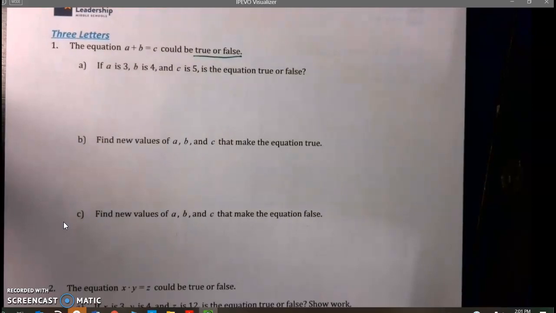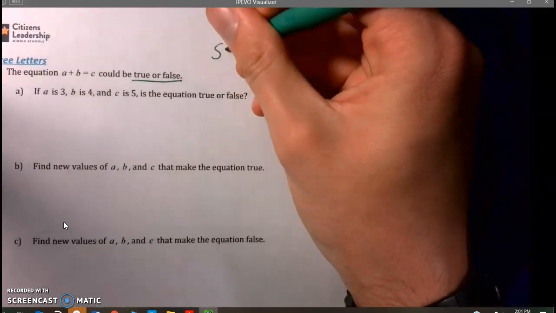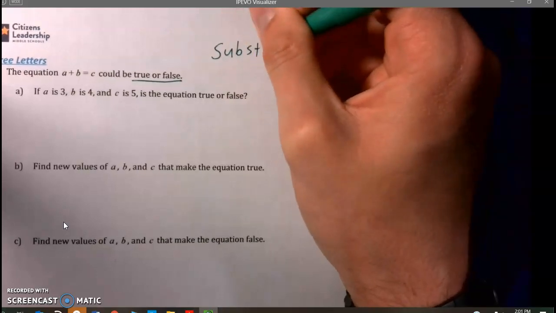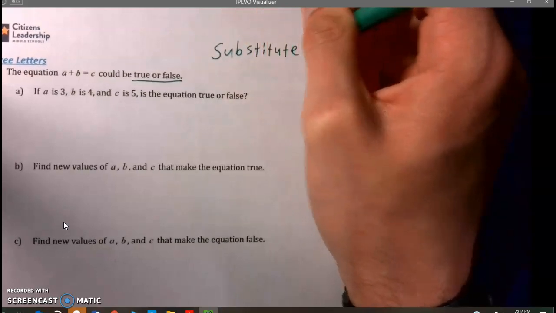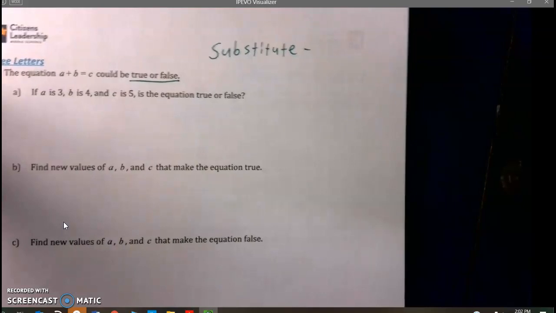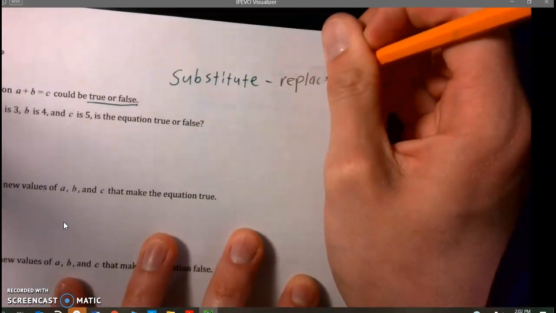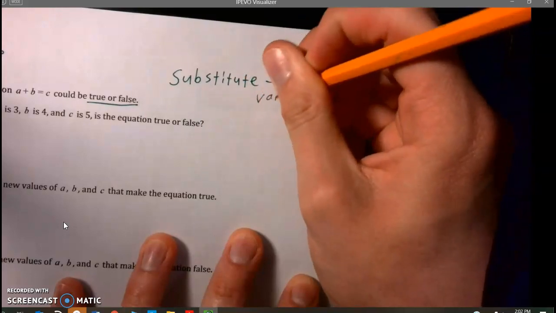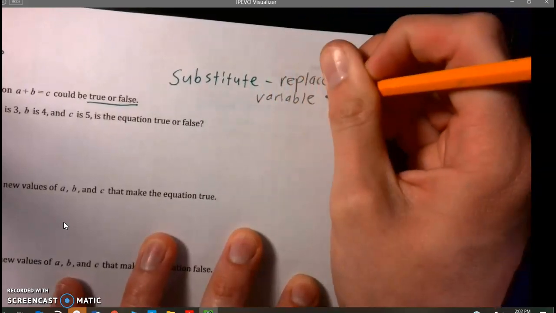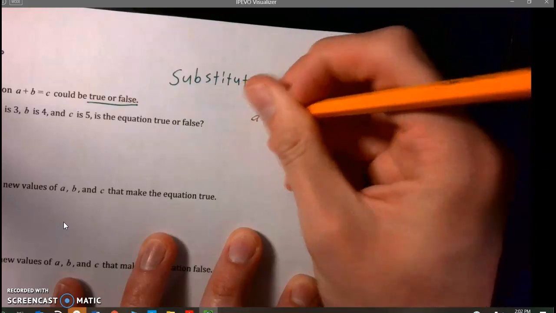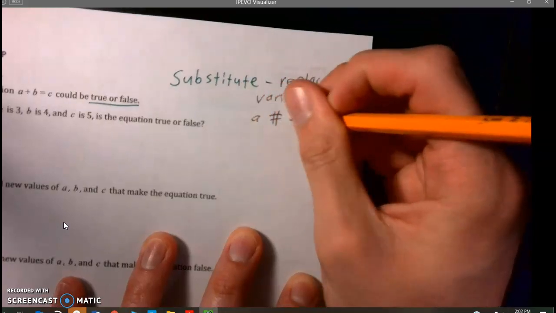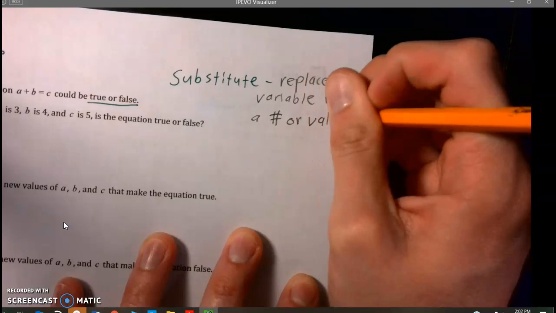So now, one of the most important things that you always do with variables is you substitute. That should sound familiar to you guys, so substitute. And to substitute means to replace a variable with a number or value.